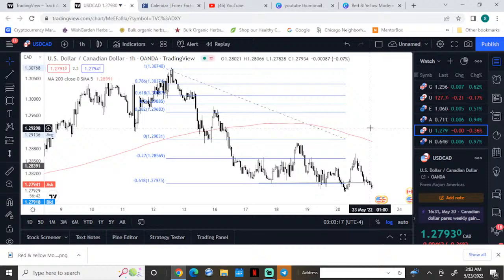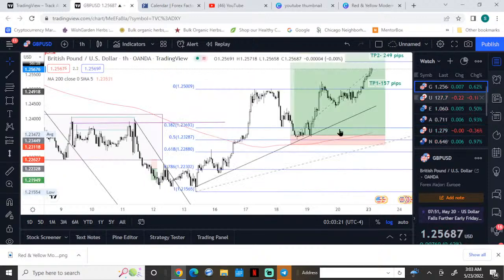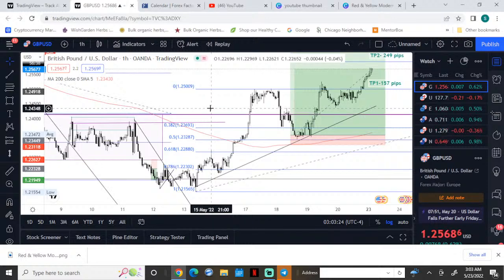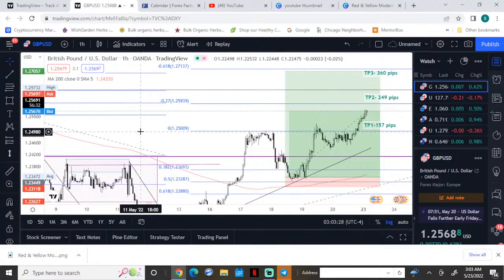Alrighty, let's jump right on into these charts. Yesterday, the Forex market opened on Sunday. It was lit, everything was pushing.